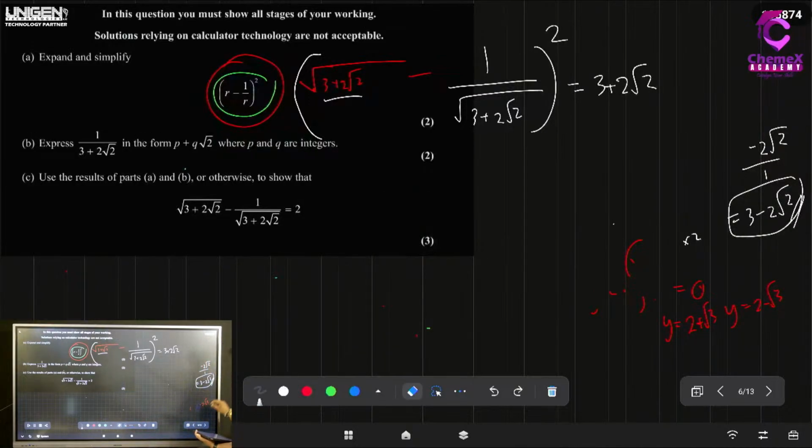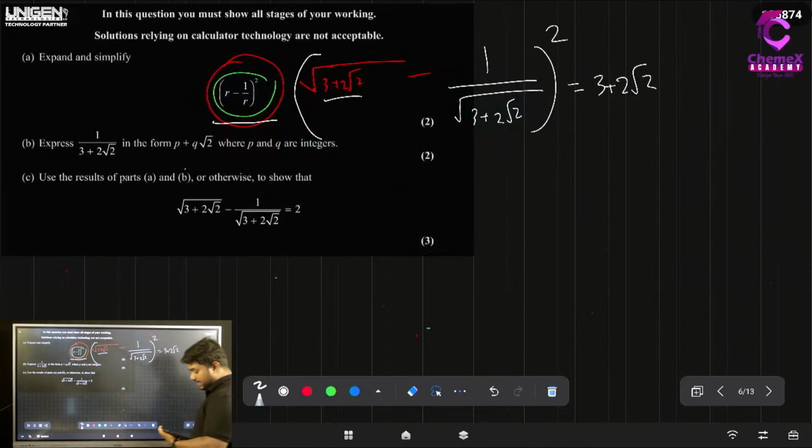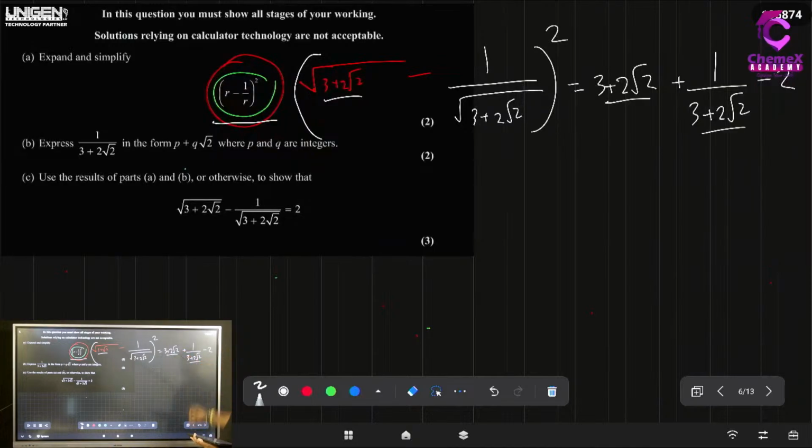Next, what do you get? Think about the previous expansion, r minus r, this expansion. It goes like that only. So this plus 1 over what? 3 plus 2 root 2, and you get minus 2. Same rule. Then what can you do afterwards?